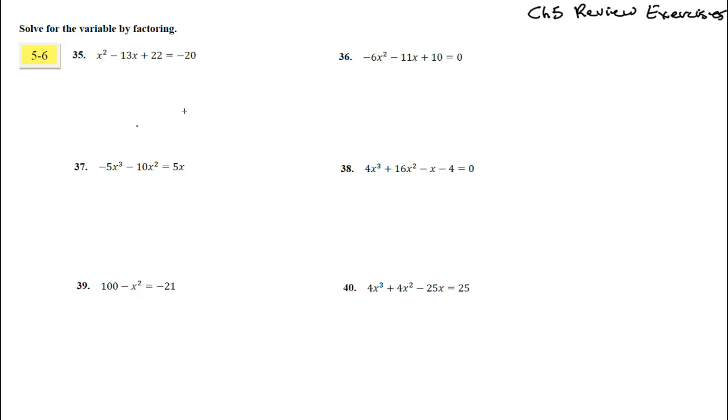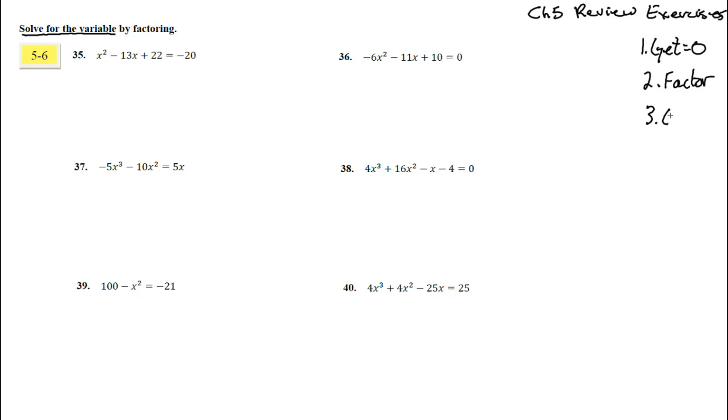Here we are in Chapter 5, Review Exercises with the solutions to numbers 35 through 40. Now, these are all to solve for the variable by factoring, which means, first of all, we've got to get it equal to 0. That's the first step. Second step, that's when we use our factoring. Now, factoring could be in any number of ways. It could be the difference of squares, pulling out the greatest common factor, 3-term or 4-term. So we're going to remind ourselves of that as well.